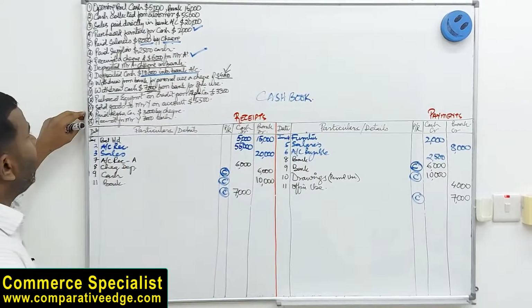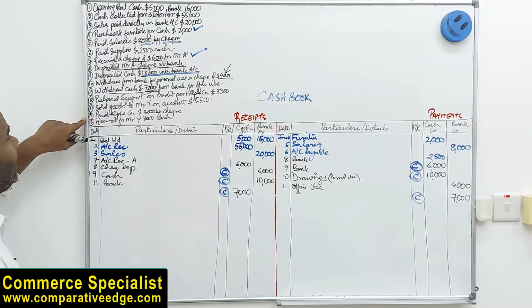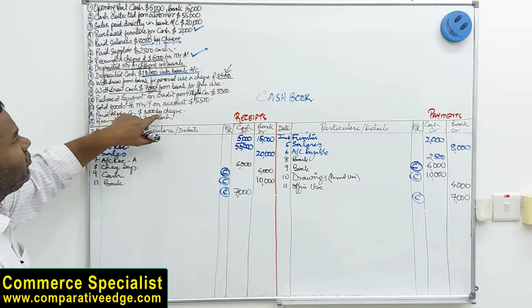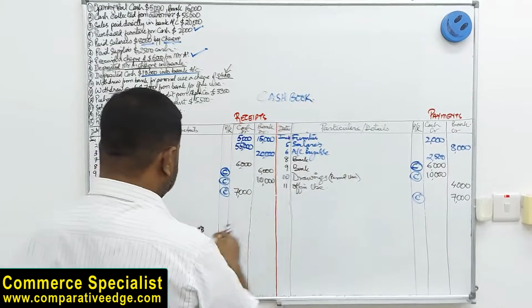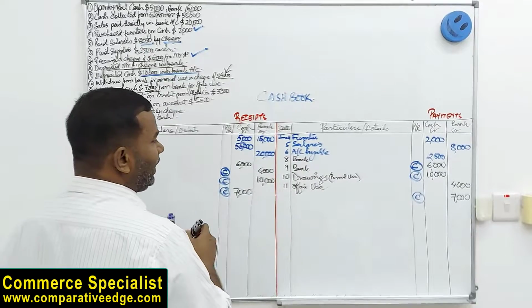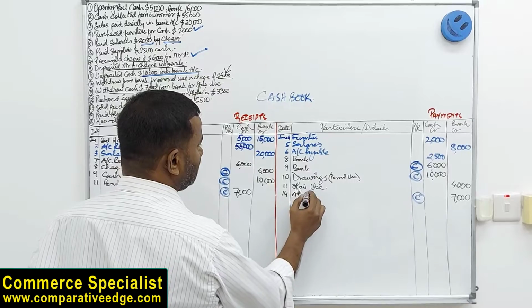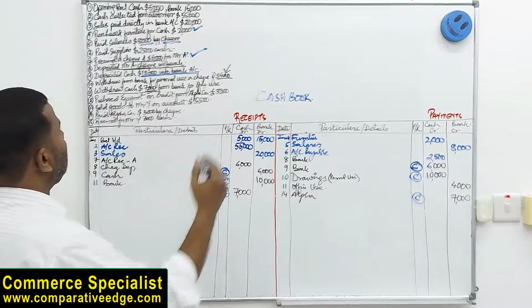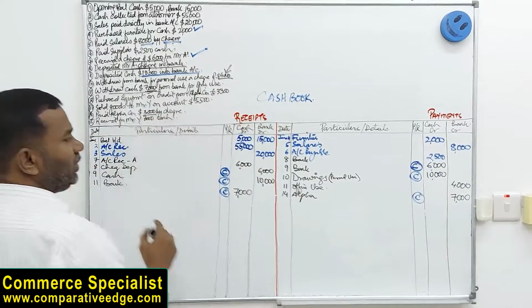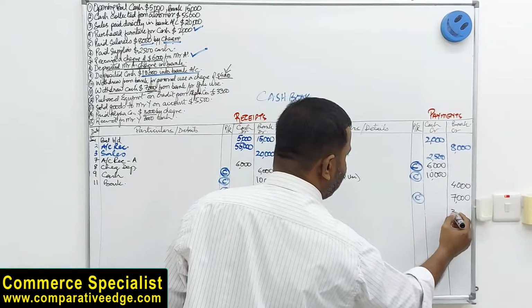However, in entry number 14 it says paid Alpha Company 3,000 by check. We are paying, so on the payment side. Entry number is 14th. Alpha Company, you can write Alpha, or you can write accounts payable Alpha. How much we are paying? 3,000 by check. So if it's check, it goes in the bank column.